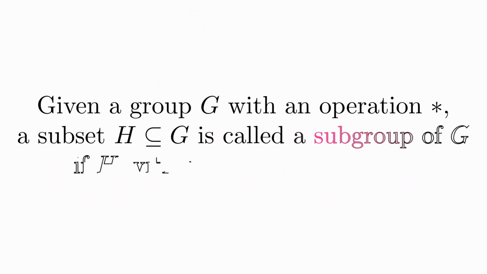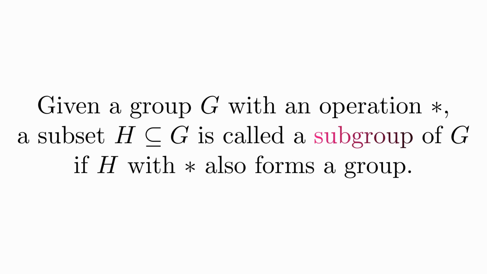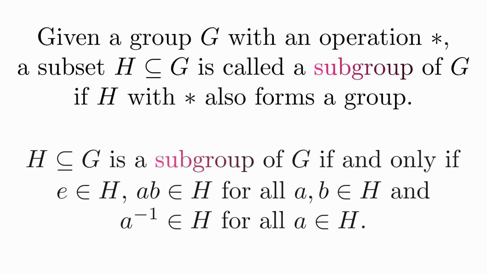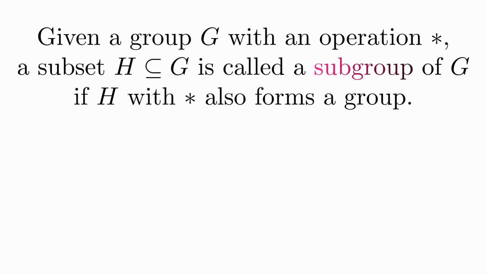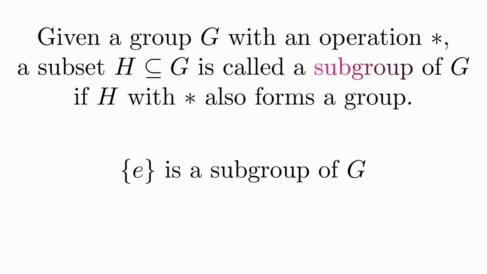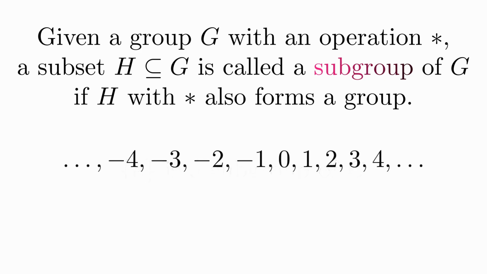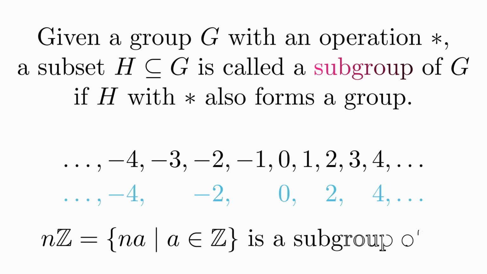When studying groups, it's often convenient to study subsets that also form groups under the same operation. Such subsets are called subgroups. A subset forms a subgroup if and only if the identity element is in the subset and the subset is closed under taking products and inverses. The smallest subgroup is always the subset with just the identity element. In the integers, the set of even integers form a subgroup, as the sum and difference of even integers is still even. More generally, for any integer n, all the multiples of n form a subgroup of the integers.